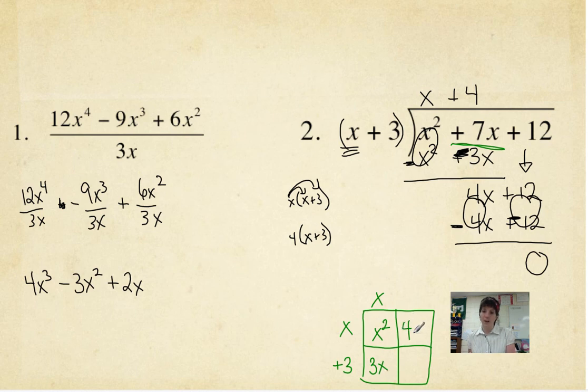So what else do I need? I need 4x more. And now I start over again. X times what gave me 4x? Positive 4. And then I multiply. 4 times 3 is 12. And here is that exact same answer using the box method. Let's go to number 3.